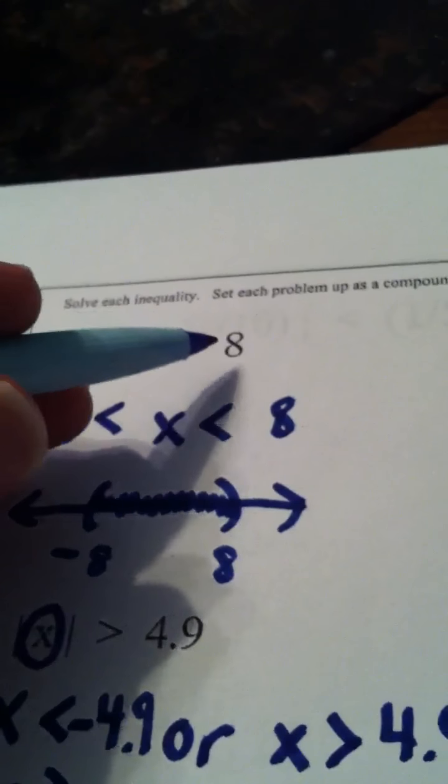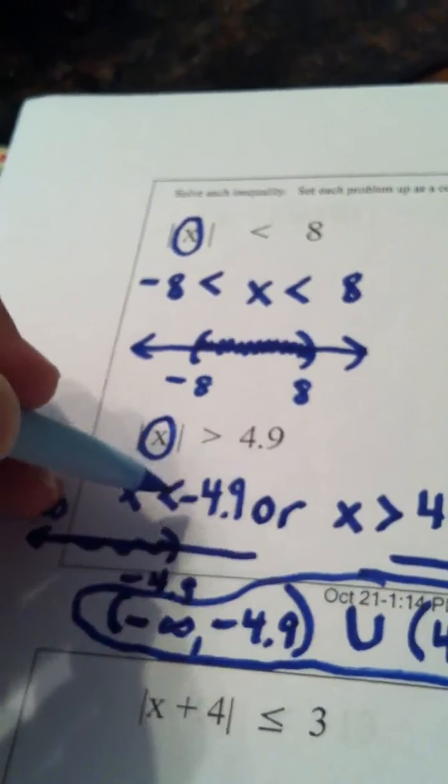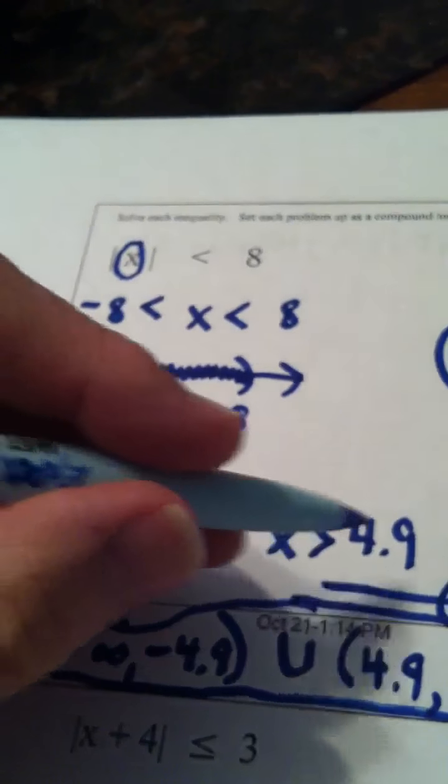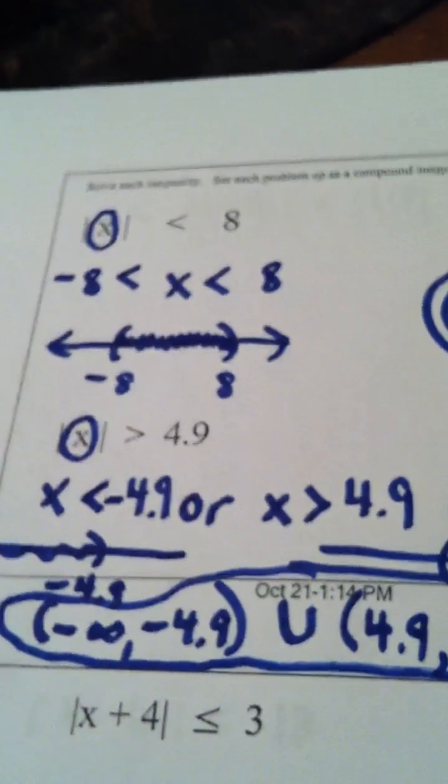So you've got to learn patterns. If absolute value is less than a positive number, it's a sandwich. If it's greater than a positive number, it's an OR, where you're going from tip to tip, less than the negative or greater than the positive. And we're done.